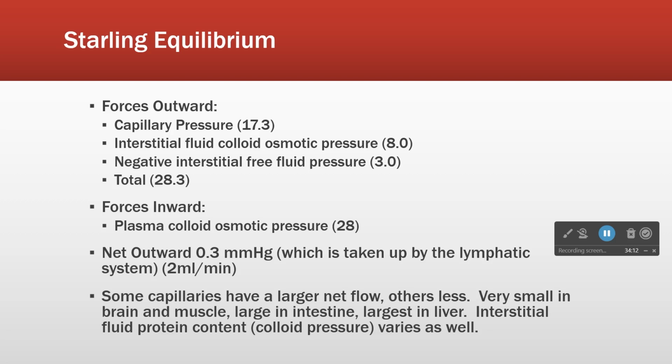All right, so some capillaries have a big net flow, some have less. So generally speaking, brain and muscle both like to be a bit on the dry side. So we get very little net flow. In other words, our Starling forces are well balanced in the brain. In the intestine, though, and in the liver, we get a much bigger difference. So we get a much larger bulk flow.